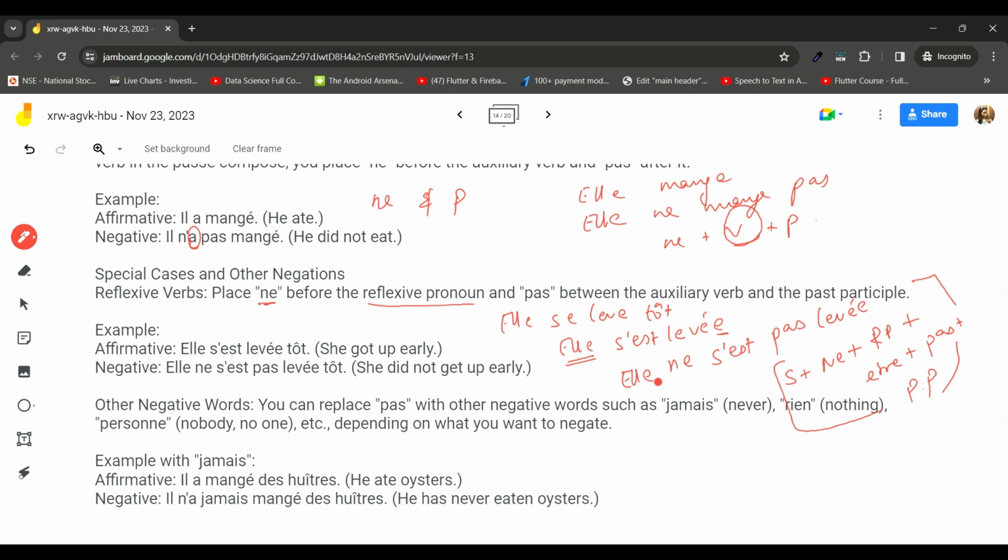Then you have other negative words like ne jamais, ne rien, ne personne, all of that. So how will they change? In a similar way: il a mangé des huîtres. So he ate oysters. So ne, where would I put it? Before my auxiliary. So il n'a. I would have written pas here, meaning he does not. But I want to write he never. So I would say jamais mangé.